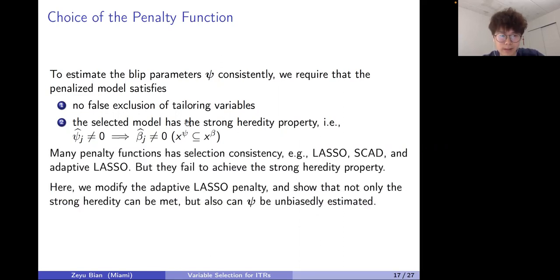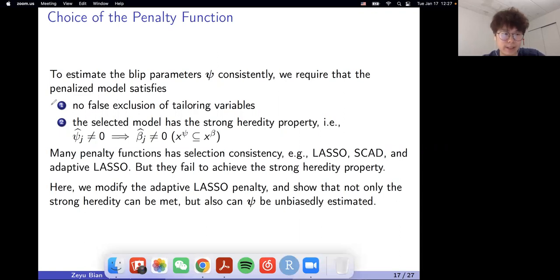Many penalty functions could have the selection consistency, such as lasso, SCAD, or the adaptive lasso. They could achieve the first one. However, they all fail to achieve the second assumption, the strong heredity property. And in this work, we modify the adaptive lasso penalty and show that not only can the strong heredity be met, but also the Blip parameter can be unbiasedly estimated.